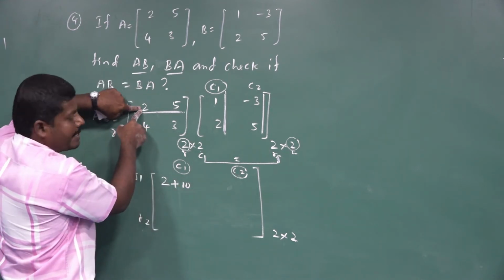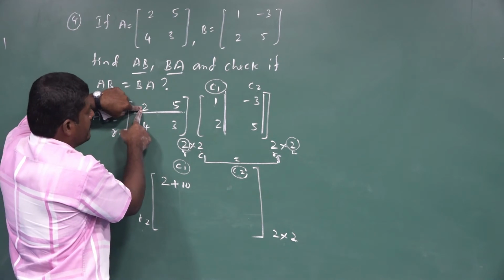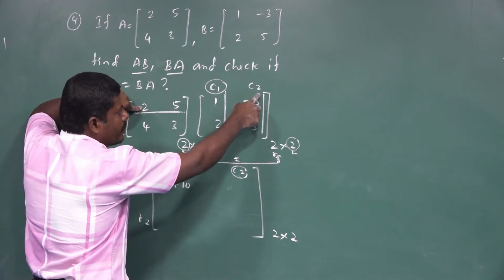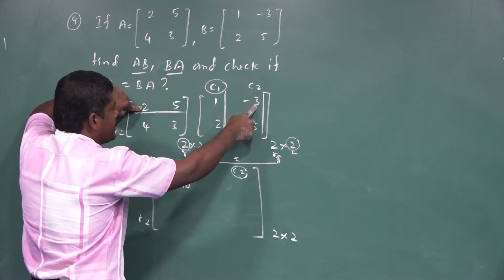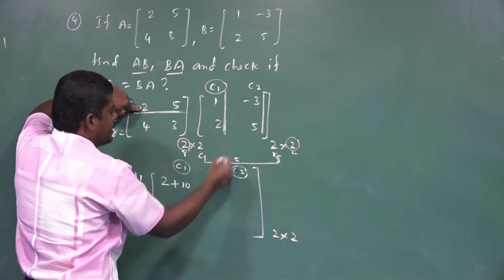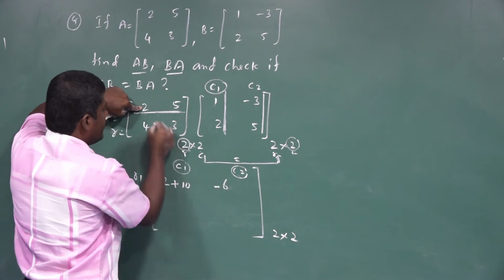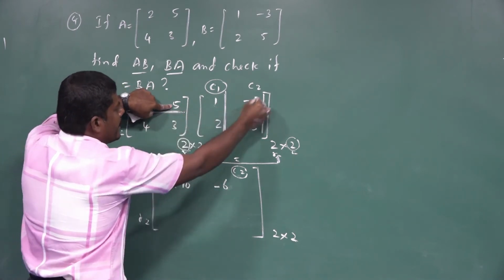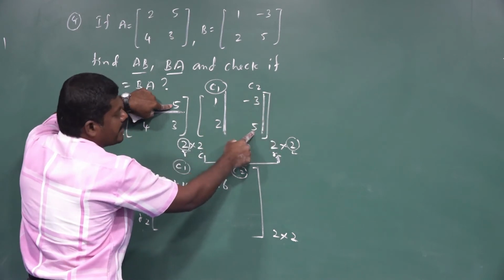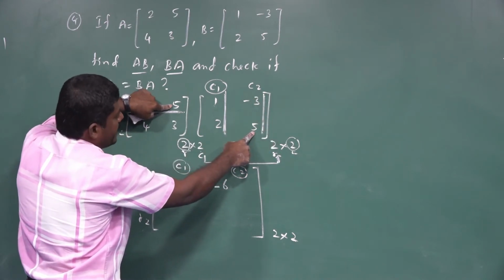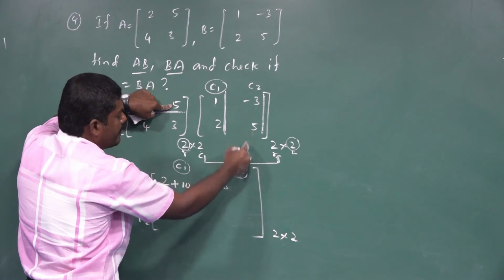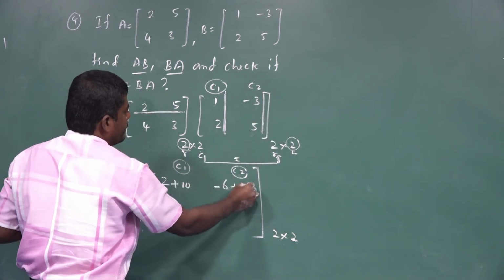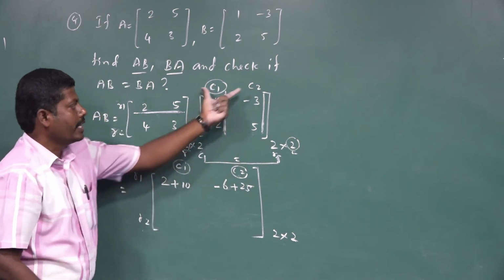So we take the first element in this row, and in the second matrix also we take the first element of the second column. 2 multiplied by minus 3 is minus 6. First element over. Next we move to the second element, here also the second element. What is the second element? 5. So 5 multiplied by 5 is 25. Plus 25. So the second column is also over. Both the columns are over.